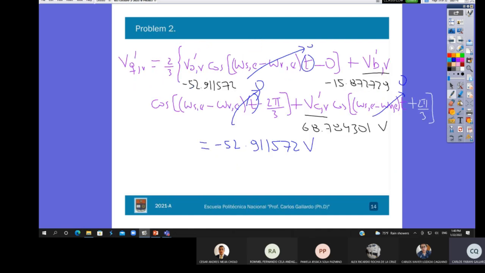Okay, so for the second equation, instead of the cosine, I will use the sine. So for the direct axis voltage, instead of the cosine, I will use the sine. Therefore, the direct axis voltage is equal to 448.876597 volts. And finally, for the zero axis voltage, I will have 1/3.